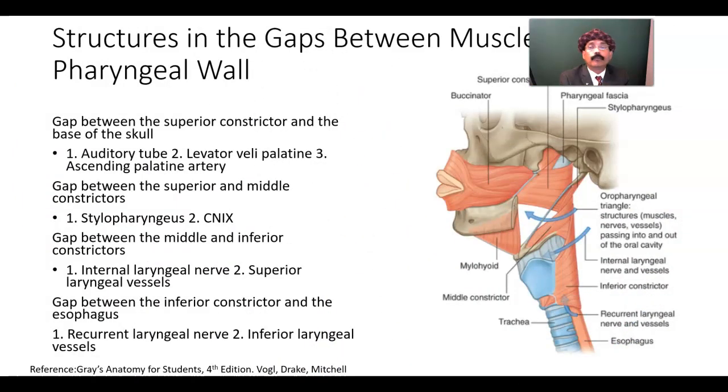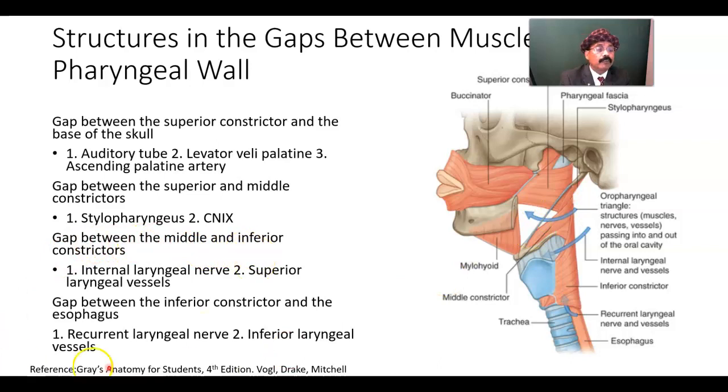So we have the structures in the gaps between the muscles in the pharyngeal wall. The gap between the superior constrictor and the base of the skull: what structures pass through it? The auditory tube, which we have seen in our previous image, the levator palatini, and the ascending palatine artery. In the gap between the superior and middle constrictor, we have the stylopharyngeus muscle and the glossopharyngeal nerve. That nerve also provides motor innervation to the stylopharyngeus muscle.